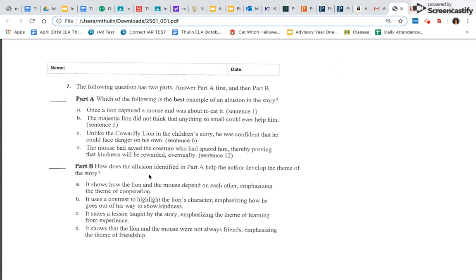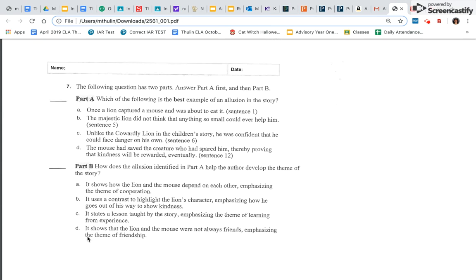Part B, how does the illusion identified in Part A help the author develop the theme of the story? So look back to see what answer you chose for Part A to answer Part B. A, it shows how the lion and the mouse depend on each other, emphasizing the theme of cooperation.